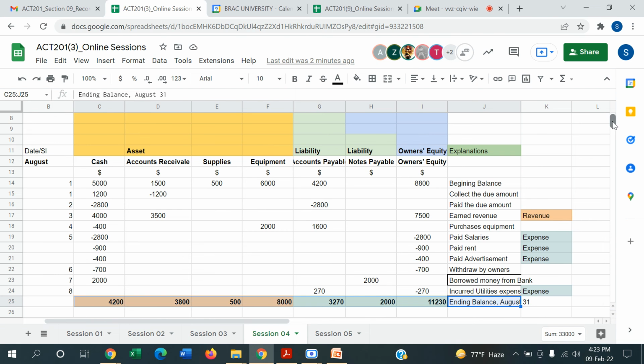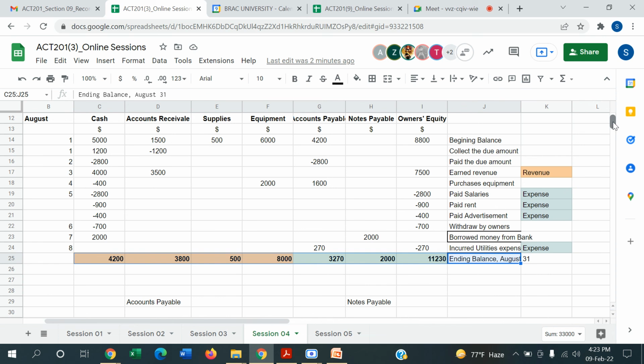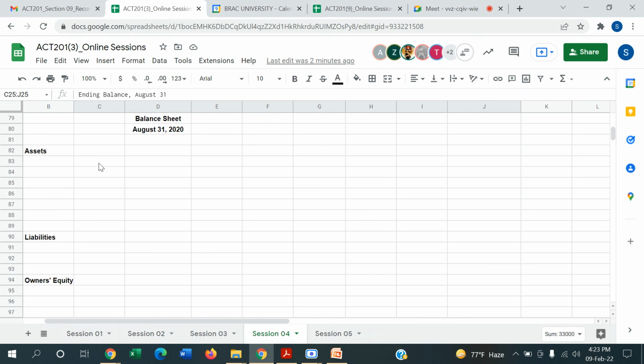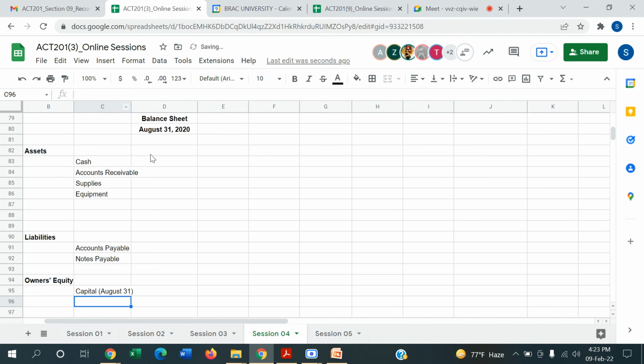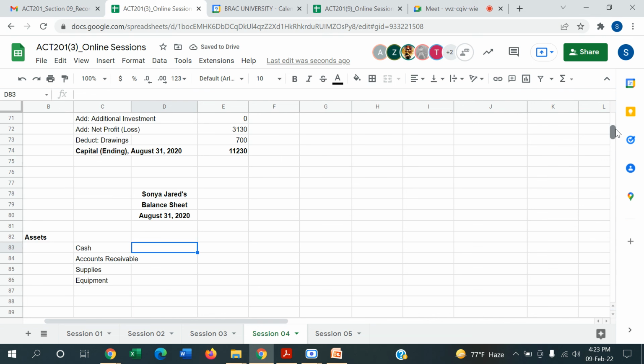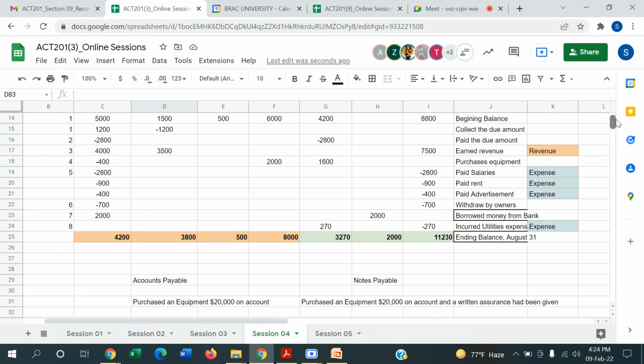Now we'll transfer all the assets, liabilities, and equity with their respective balances to the format. Assets were cash, accounts receivable, supplies, equipment; liabilities were accounts payable, notes payable; and owner's equity is the last capital amount on August 1st. So this information needs to be transferred here. Cash, accounts receivable, equipment, supplies: 4,200, 3,800, 500, 8,000.